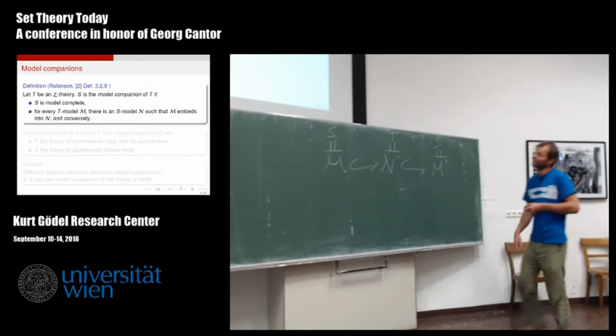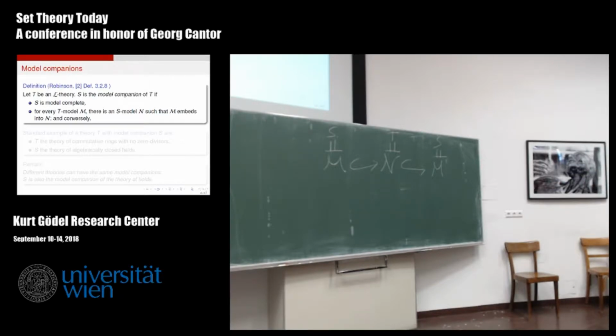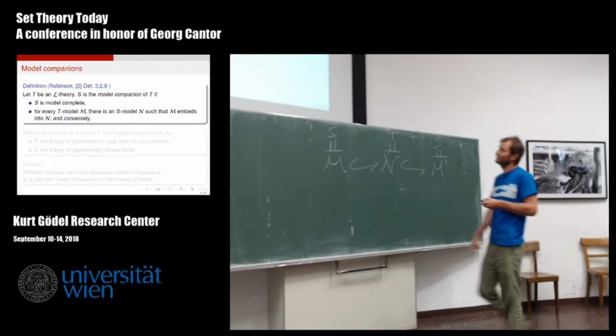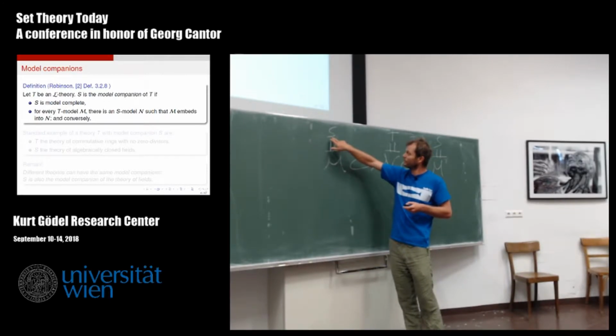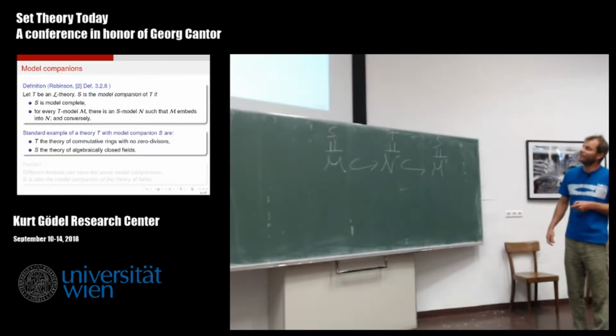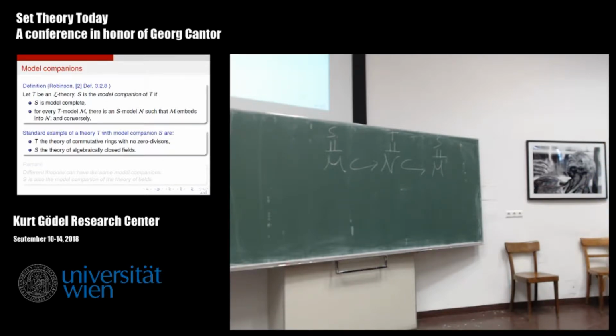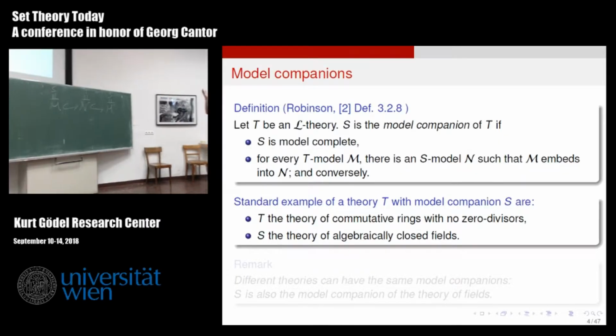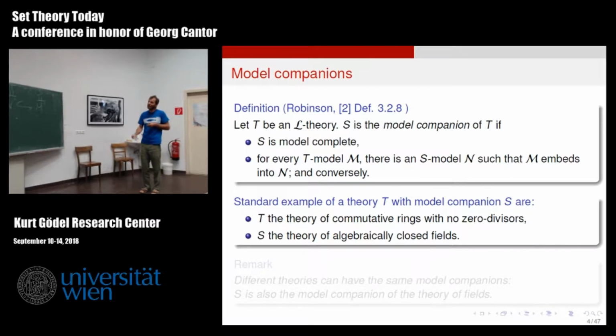Up to here there is nothing special, but you ask that the model companion is a model complete theory. Okay, and now this is the standard example to grasp what the concept captures. For example, you take T, the theory of commutative rings with no zero divisors, and you may even assume that this theory is T plus "I'm not a field." Well, and then you get that the theory of algebraically closed fields is the model companion.